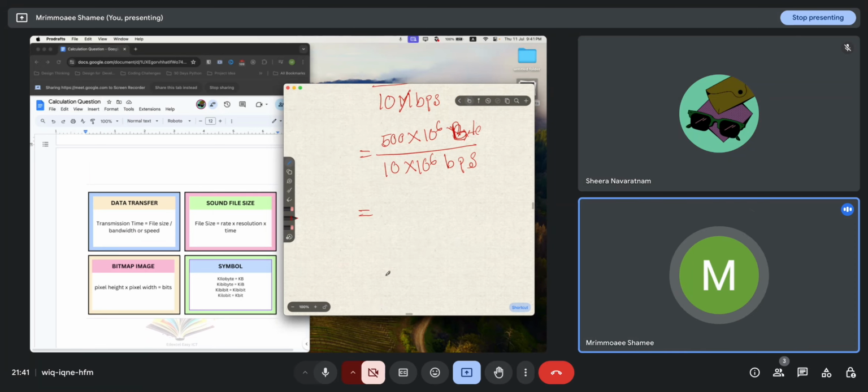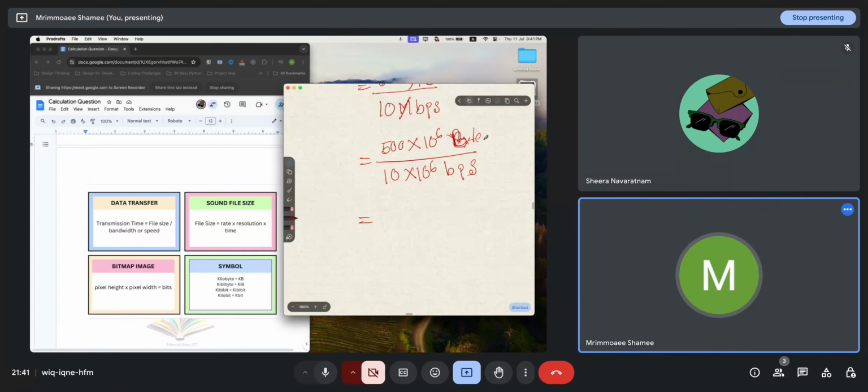Now I need to shift this to bit. Why do I need to shift this to bit? Because I already mentioned that byte is not used to represent data transfer rate per second, whereas bit is mostly used to represent data transfer rate per second, right?